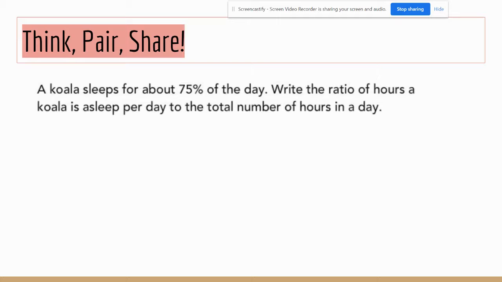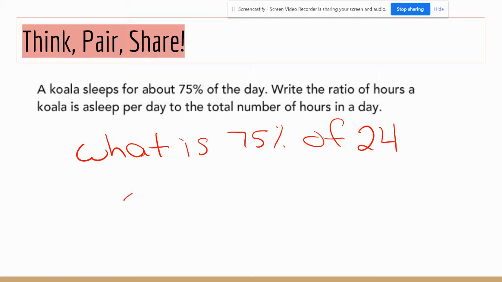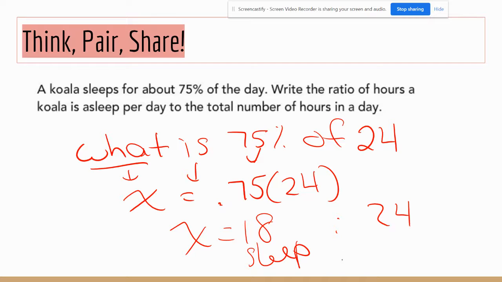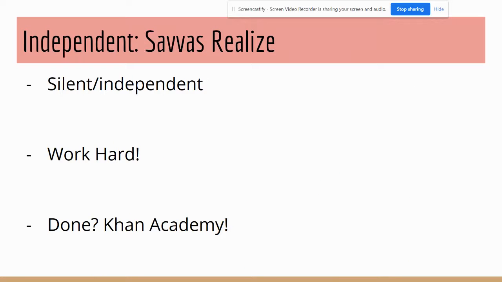Koalas sleep 75% of the day. Write the ratio of hours that koalas sleep per day to the total number of hours in a day. So we want to figure out what is 75% of 24, because that's the number of hours in a day. What is an x? Is equals. 75% is written as 0.75 times 24, which is 18. So they sleep 18, and then the total number is 24. 18 and 24 can both be divided by 6, which would become a 3 to 4 ratio.